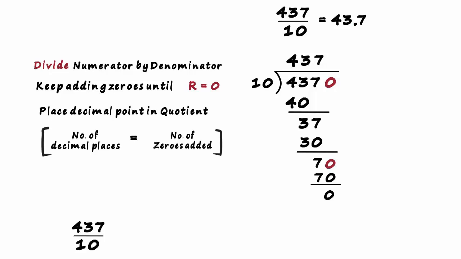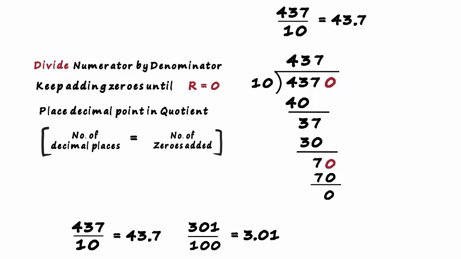It's easy. We start off from the right and move as many places to the left as the number of zeros in the denominator. As we have just one 0 in the denominator, we move one place to the left and write the decimal fraction as 43.7. What about 301 divided by 100? As there are two zeros in the denominator, we write the decimal fraction as 3.01. From the rightmost digit, we moved two places to the left.